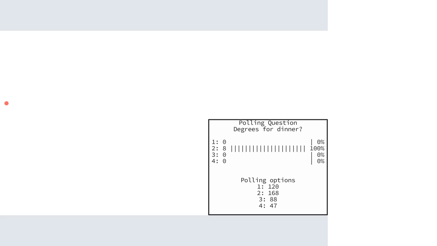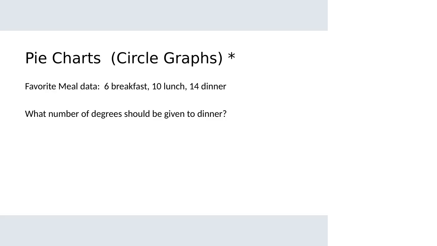Okay, unanimous. Outstanding. That's usually a really good indicator. All right. So just to answer this question, we don't have to go through the whole process of drawing the pie chart. You can, and we're going to, just so I give you another chance of seeing one get drawn. But just to answer this question, really, all we would need to do is say, well, what number of degrees should be given to dinner?